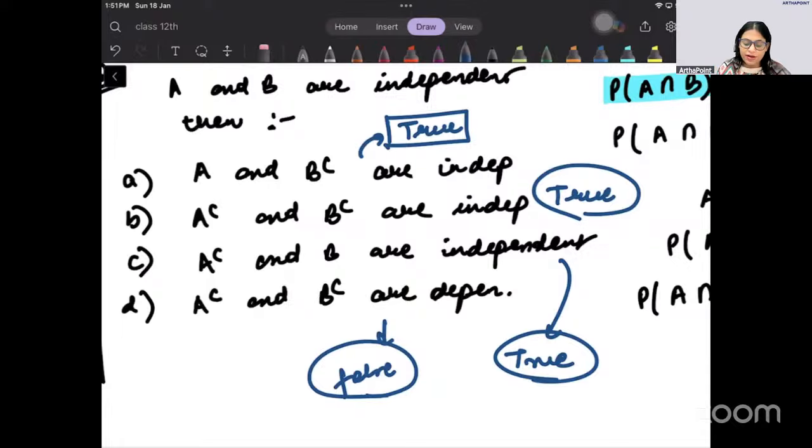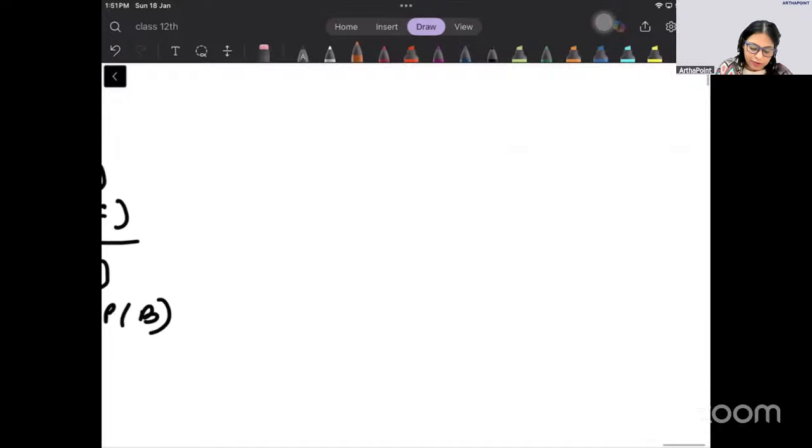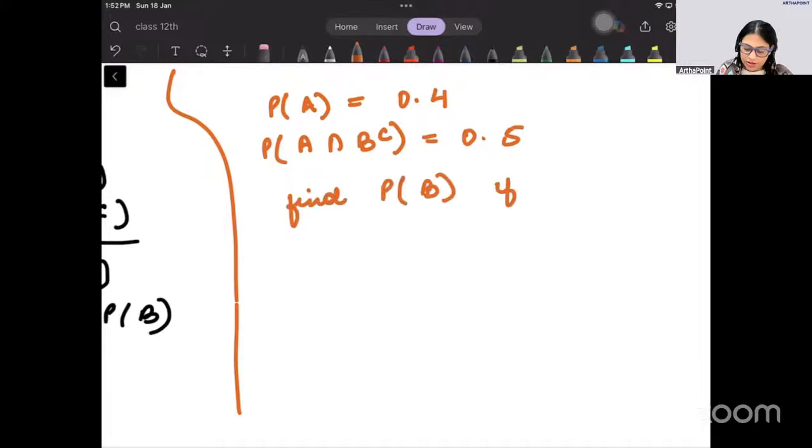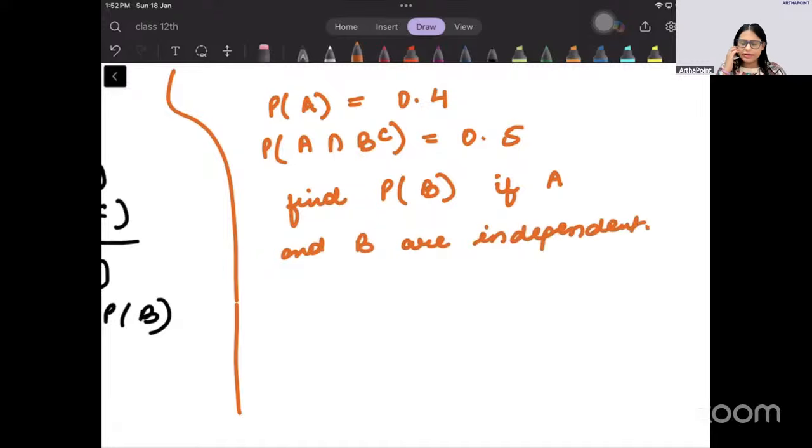just for example, suppose I tell you that probability of A is 0.4, probability of A intersection B complement is 0.5. Find probability of B if A and B are independent. ऐसा कुछ क्वेश्चन है, ठीक है?